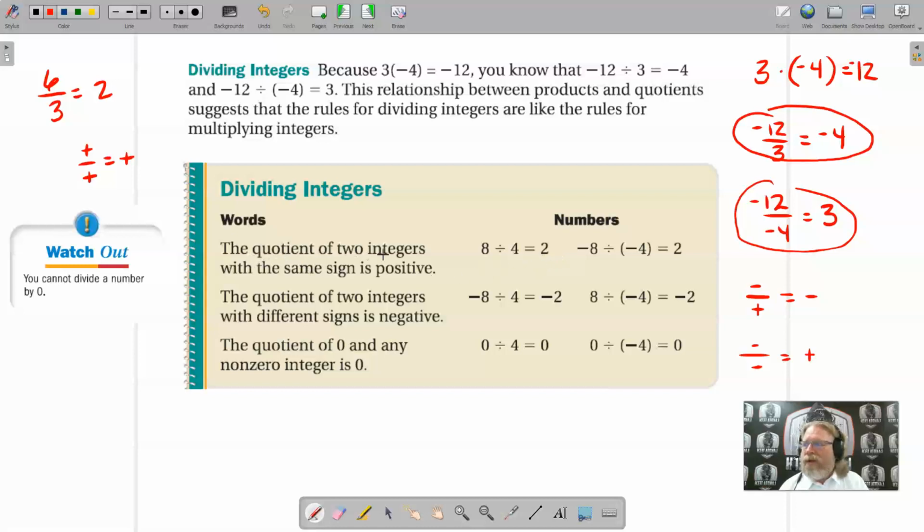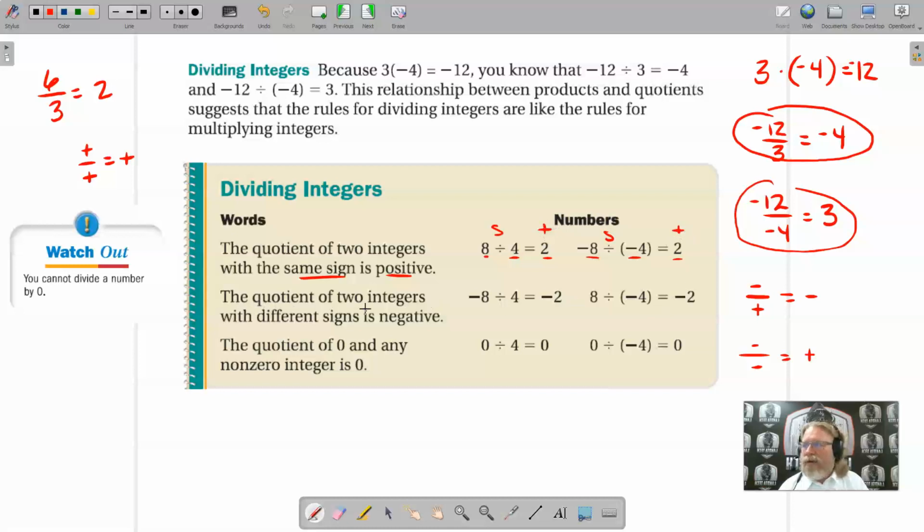And the quotient of two integers with the same sign is positive. So again, same sign, positive. So positive 8 divided by positive 4 is positive 2. Negative 8 divided by negative 4 is positive 2. Same signs, right? And it produces a positive result.